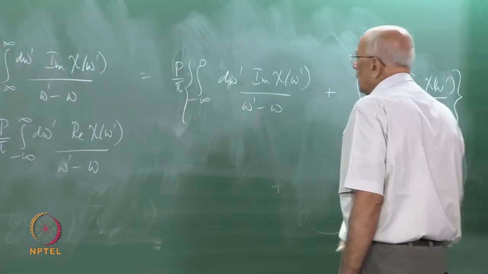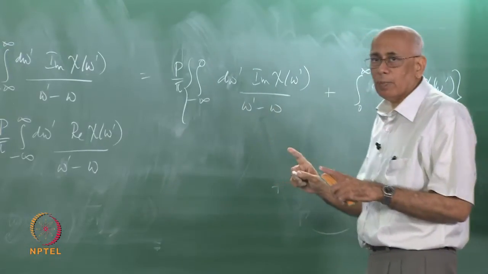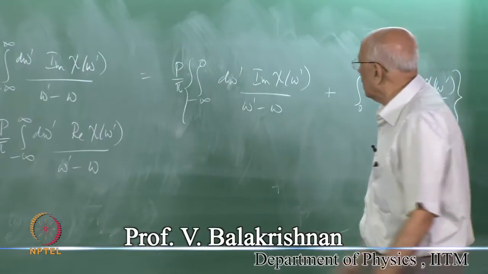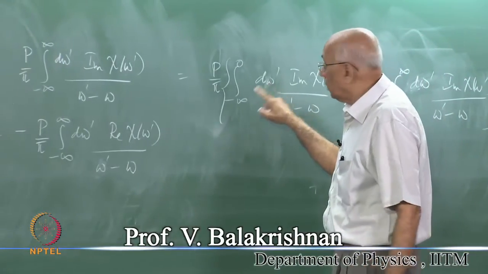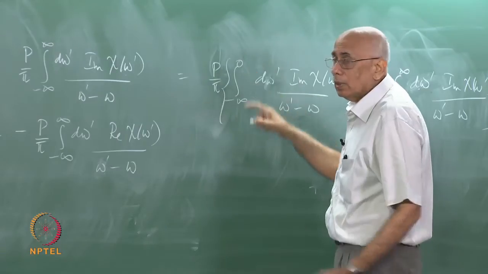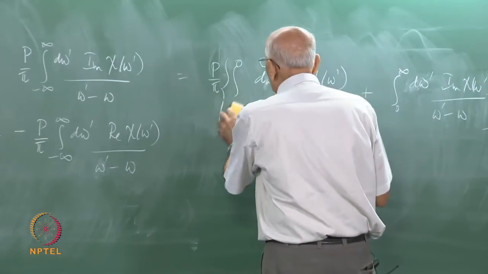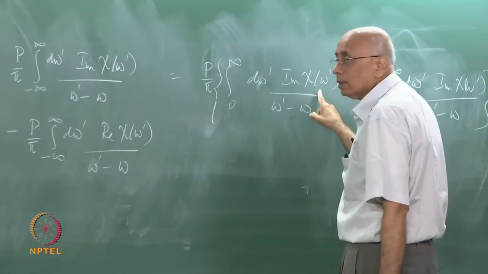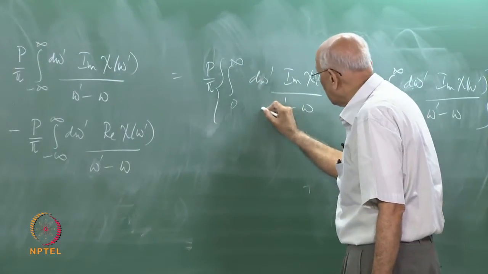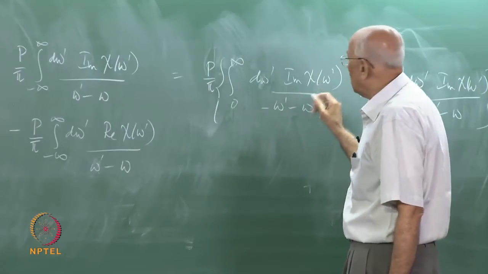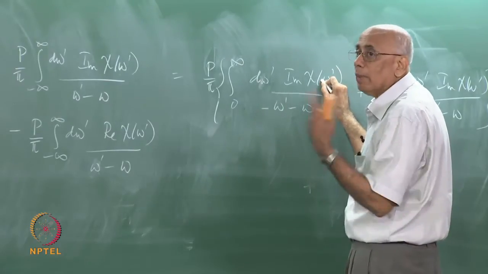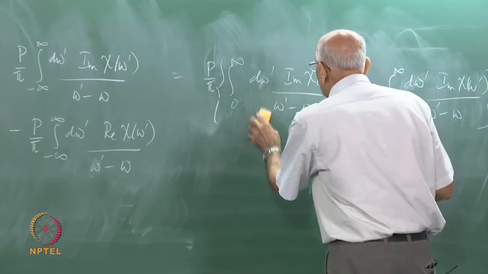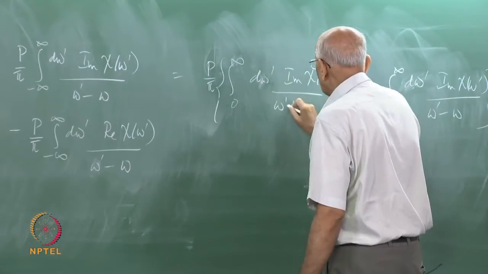I have this, and in this I change variables from omega prime to minus omega prime. Then this changes sign, but this becomes infinity to 0, and that flips through and I get 0 to infinity, and I get this. There is a minus sign here, but imaginary chi of minus omega prime is minus imaginary chi of omega prime because it was an odd function, so that kills this sign here and you get this plus.